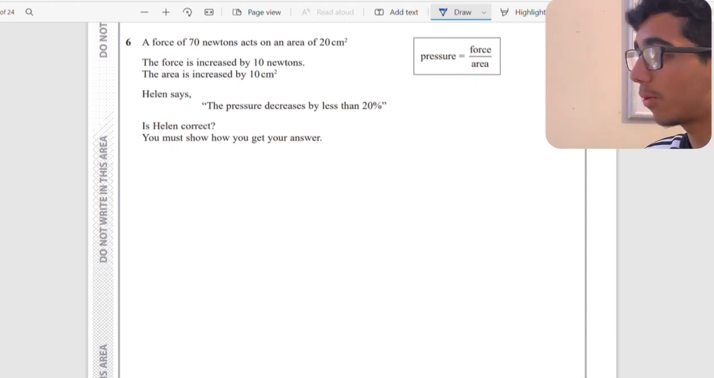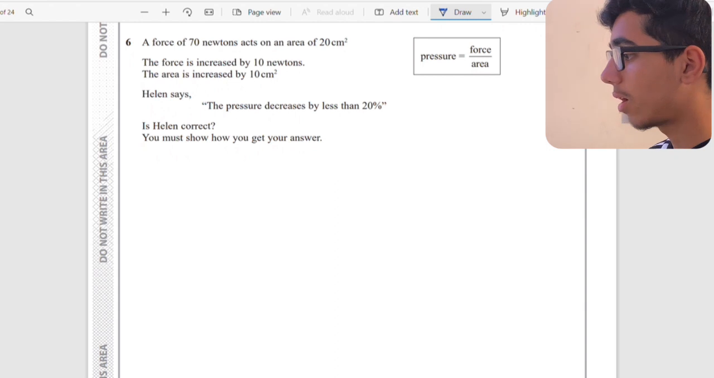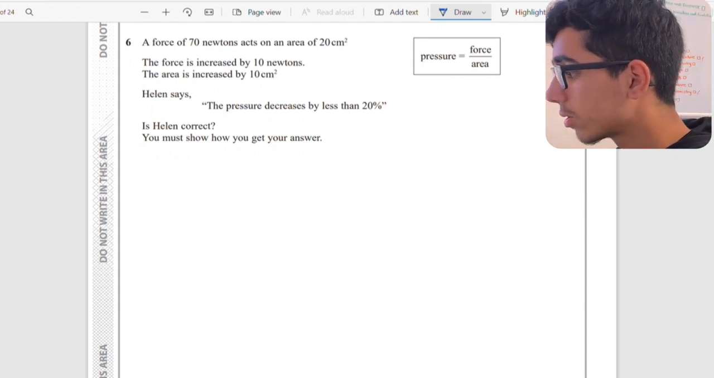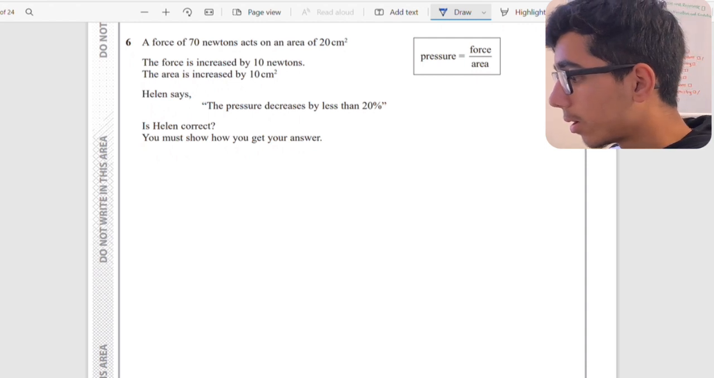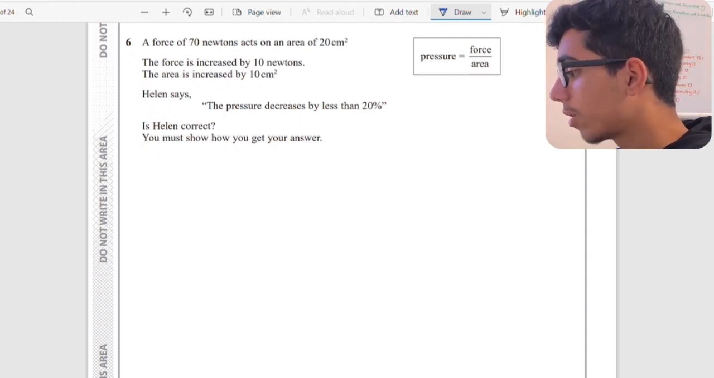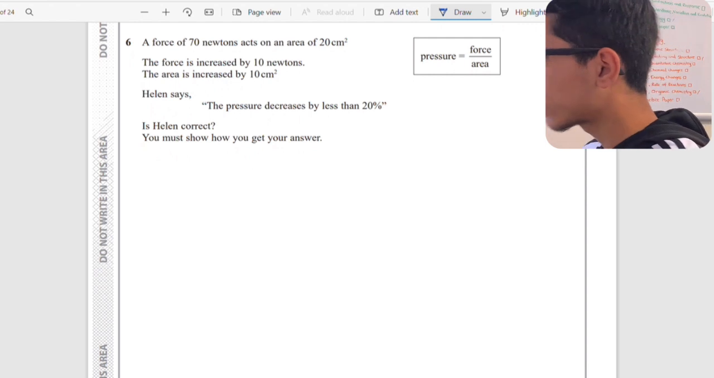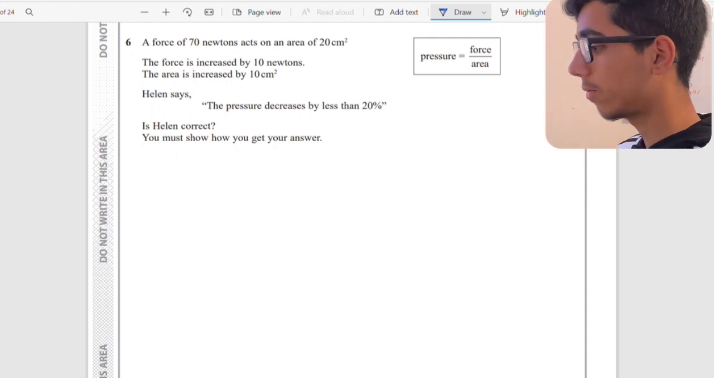Okay, move on to question number 6. A force of 70 newtons acts on an area of 20 centimeters squared. The force is increased by 10 newtons. The area is increased by. Okay, the pressure decreases by. Okay, so first let's calculate the pressure of the initial thing.